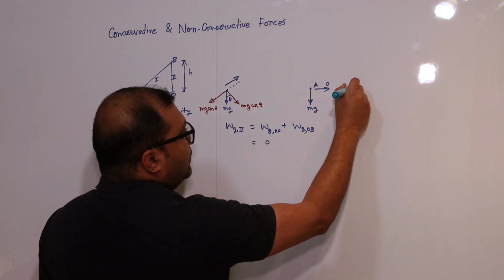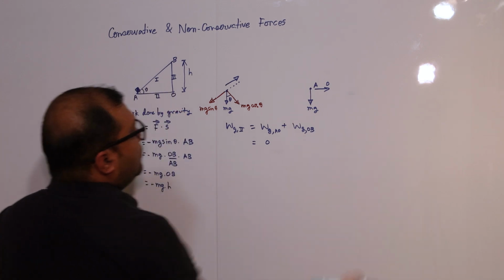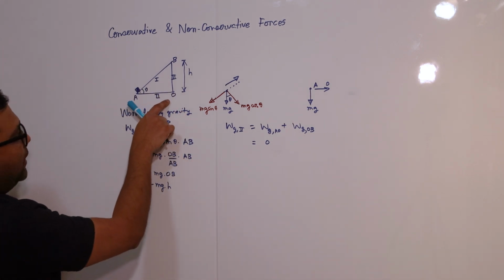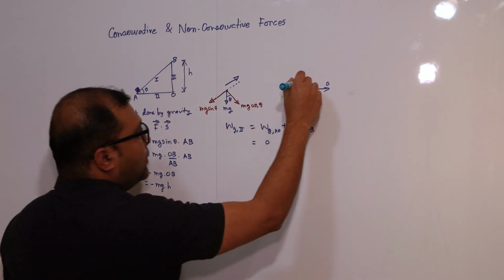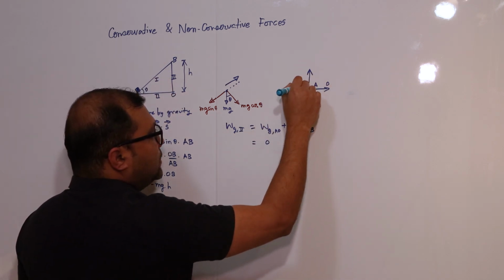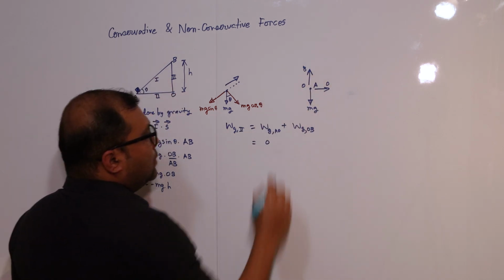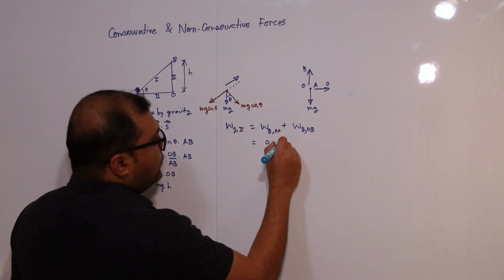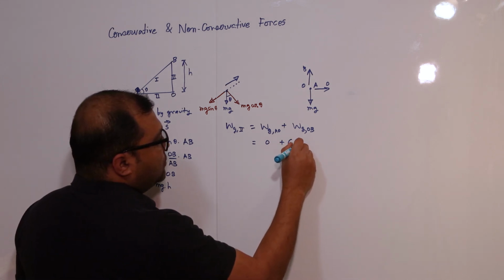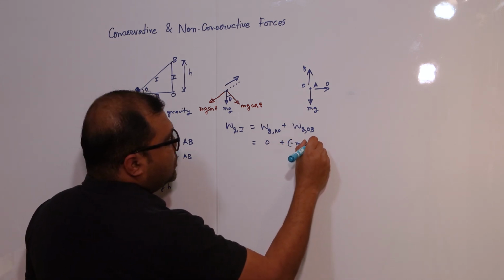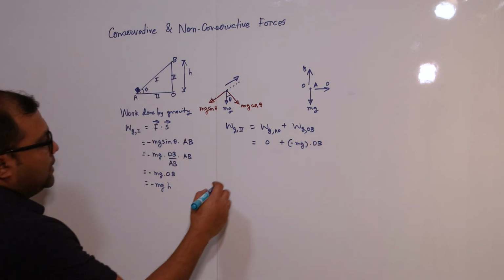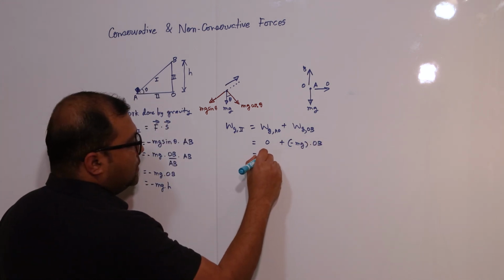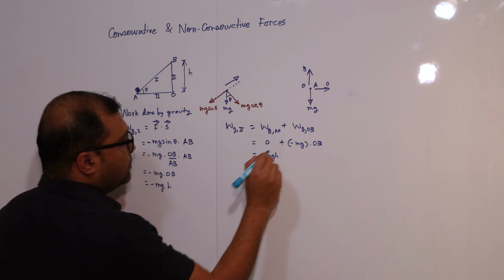And in the other part, when the mass is moved from O to B, the displacement is in this direction, O to B. So this is, again we have to write minus mg times OB, and OB is height h, so minus mgh.